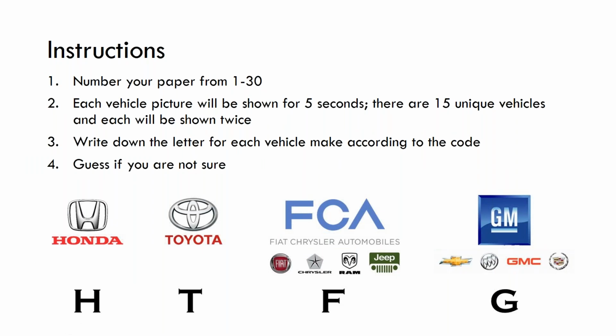They're to write down the letter of each vehicle make according to the code, and I've got the codes down below for the 4 different OEMs. But I tell them that they can't leave a blank answer. They have to guess if they're not sure. If I take a look at this, this is clearly a nominal gauge R&R, or nominal attribute agreement assessment, because I have 4 categories. The categories don't have any particular order.